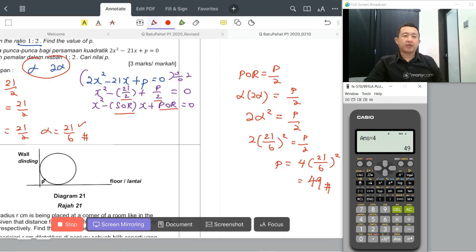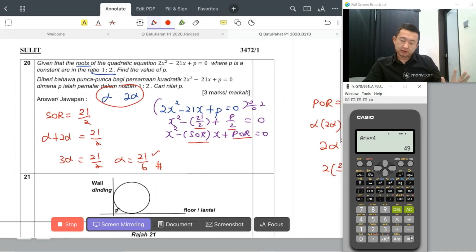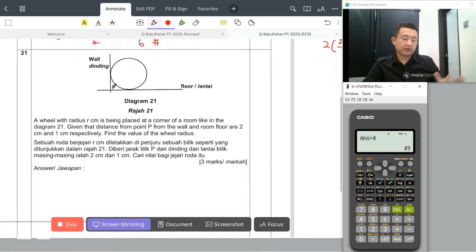That is the value for P. Find the value for P. We are done with these questions. Okay, now we move to 21.